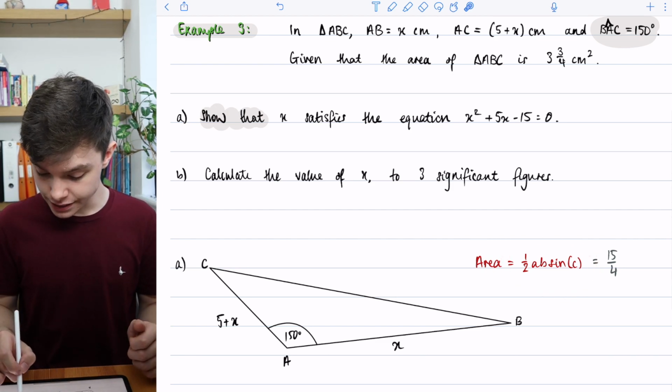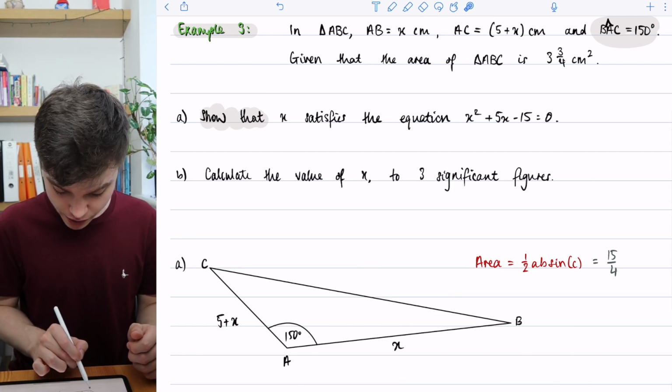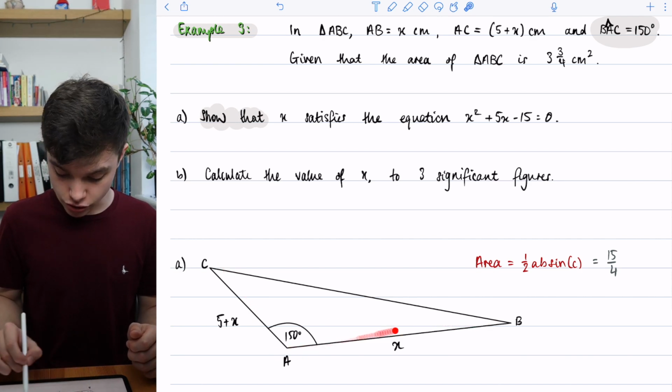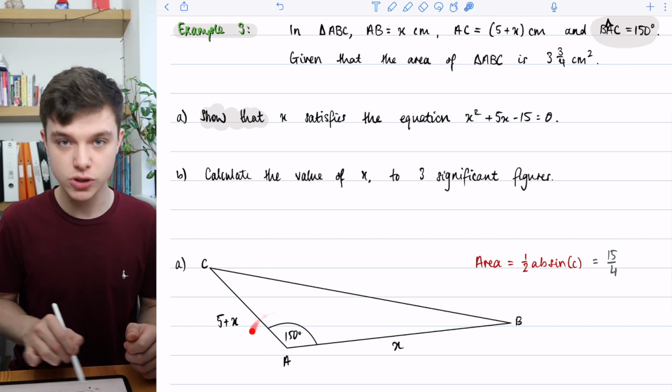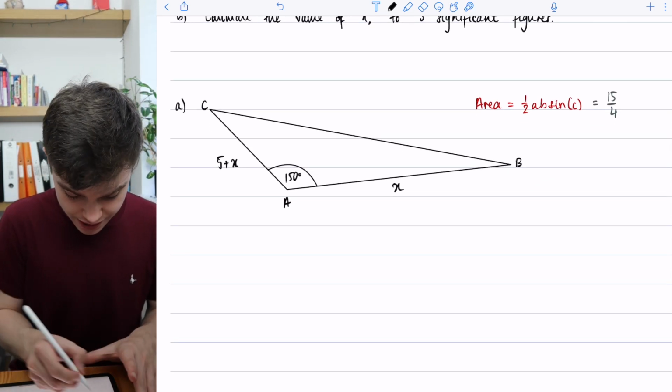Again, the sides don't add up, A and B. This is side A and that's side B. Here we have side C and side B, but it doesn't matter. We have a side and another side and the angle between them, so just substitute that into the formula. So this is what we have here.